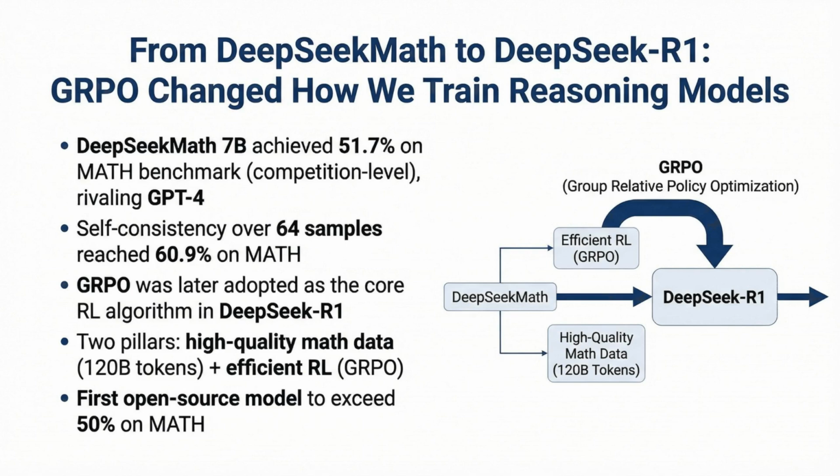What makes this paper historically significant is that GRPO became the backbone of DeepSeek-R1, which later demonstrated that pure RL training could produce emergent reasoning behaviors, the famous aha moment. So understanding GRPO is not just about this paper. It is about understanding the foundation of modern reasoning model training. This sets the stage for understanding the DeepSeek-Math pipeline itself.